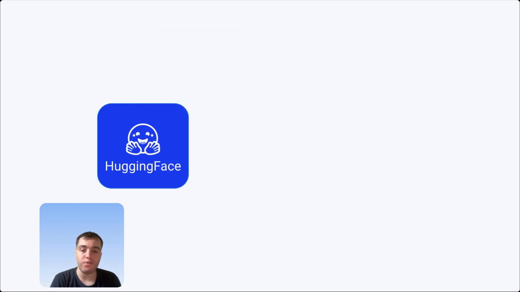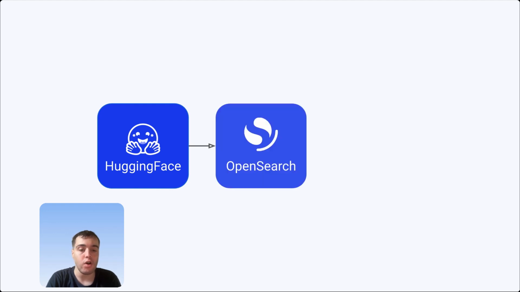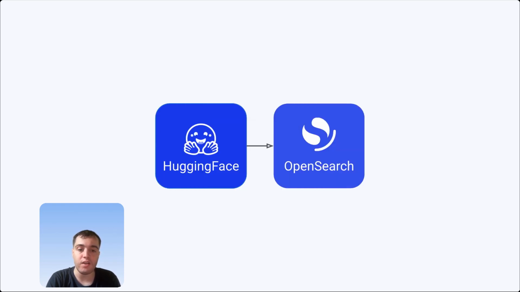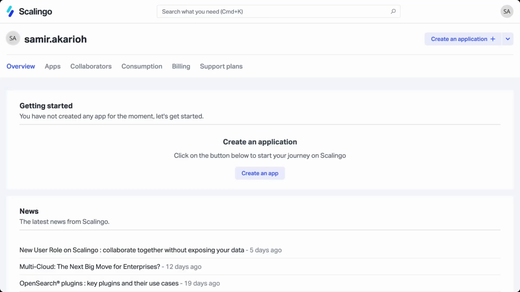Before, you needed to have three things. One, Hugging Face in order to download your model. Two, OpenSearch or a vector database. Three, a Python API to send to the LLM, getting all the context, etc. Now, with OpenSearch ML, you only need two things: Hugging Face to get the model and OpenSearch for the vector database. Now, let's go into Scalingo to see how to do it.